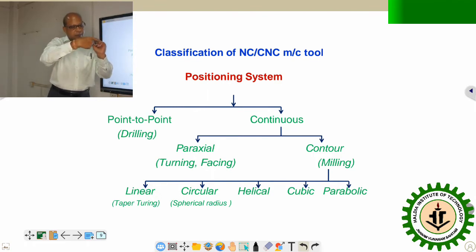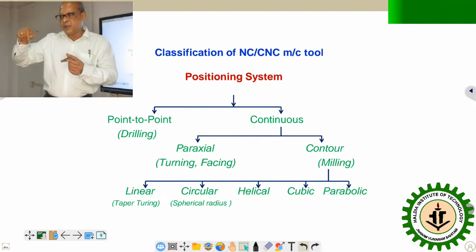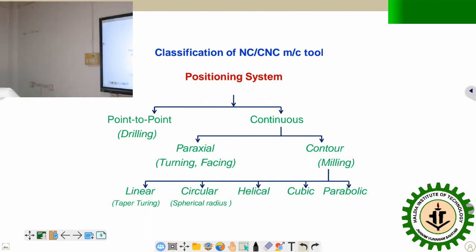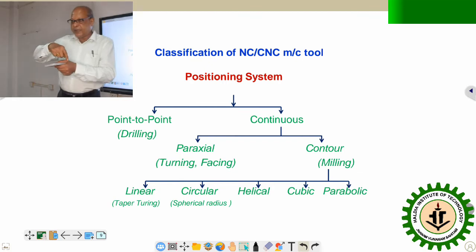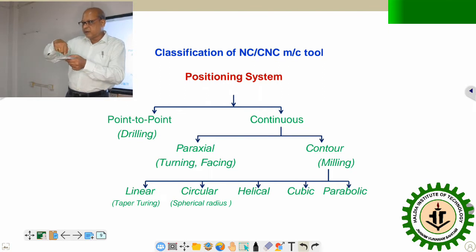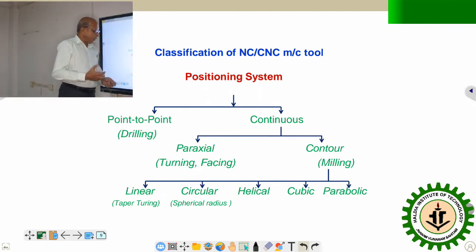If you want to go for facing, it will have a crosswise movement. You can have a taper turning operation. You can have a profiling operation. So whatever be the operation, the tool movement is continuous. In case of milling, if you want to carry out milling on all four sides, the tool, while rotating, is following this particular path. So the movement is continuous. So one is point to point, another is continuous.